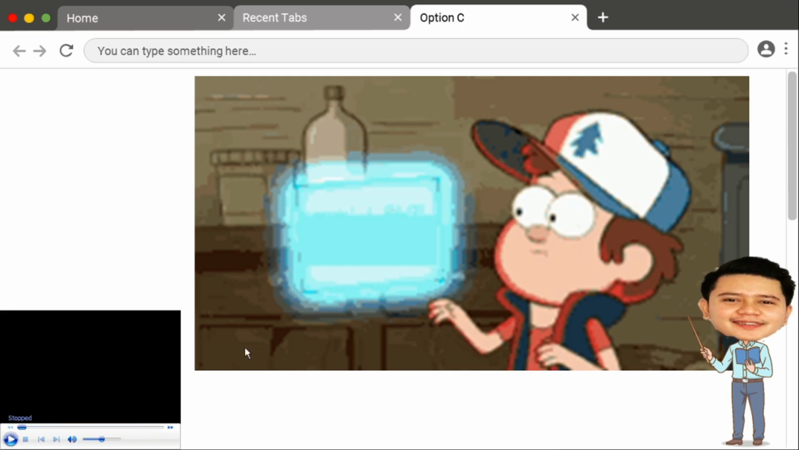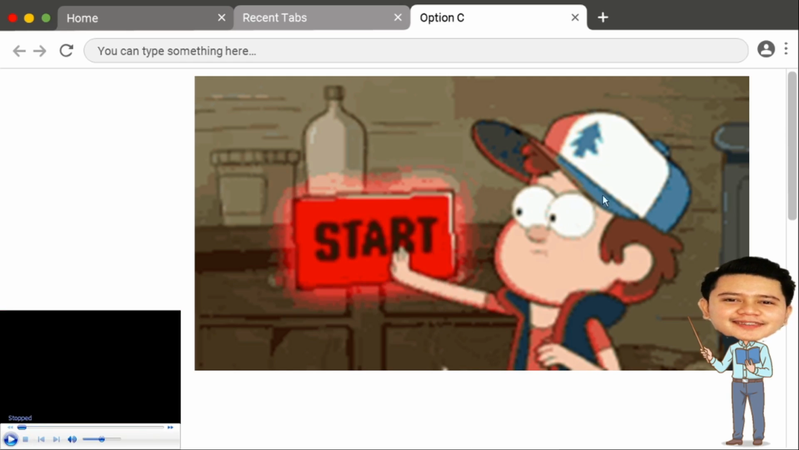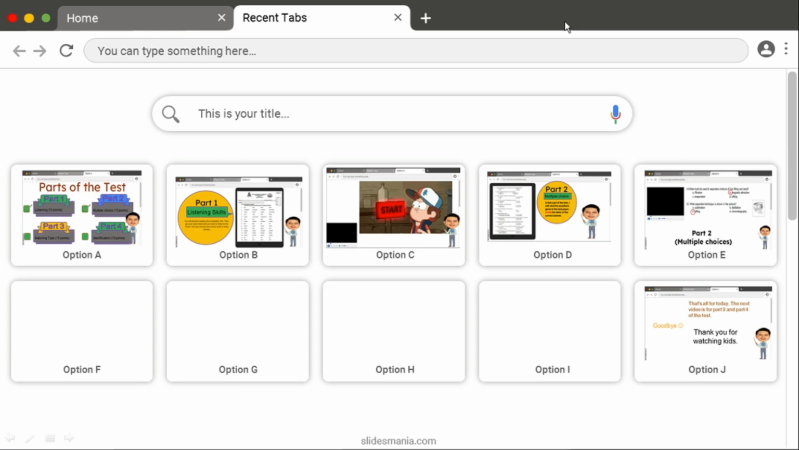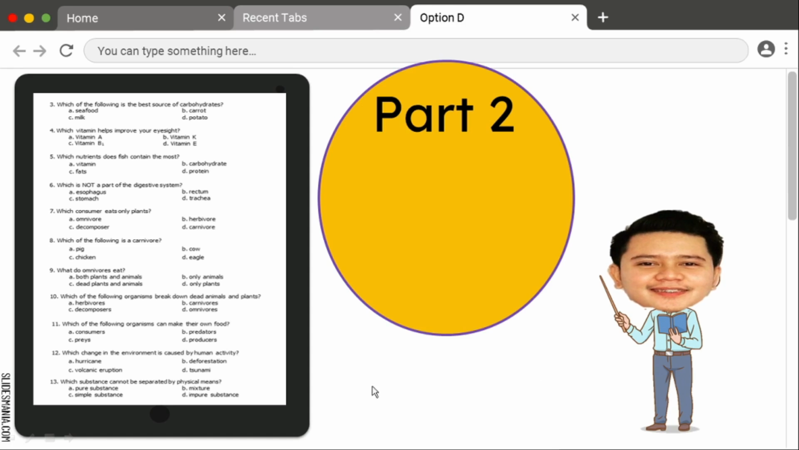And that is all for part 1, which is the listening test or listening skills. Now we are going to part 2. Okay, so this is the instruction. For part 2, get your exam sheet like this. For part 2, we have the multiple choices, which have A, B, C, or D.